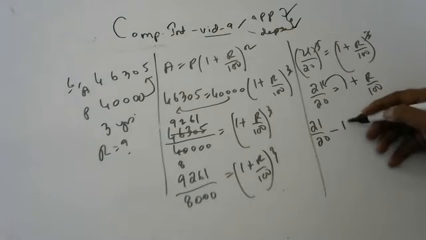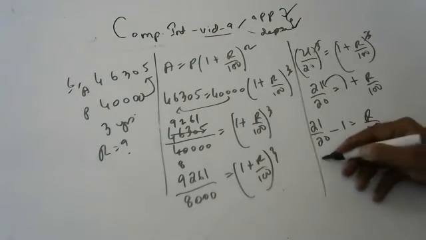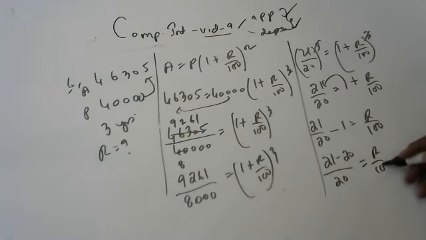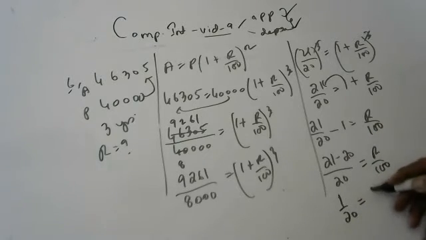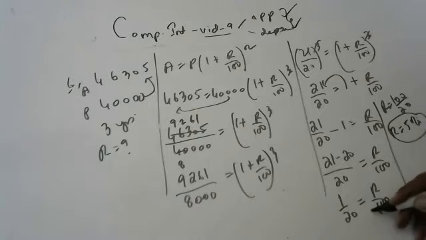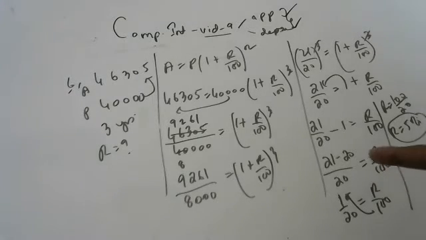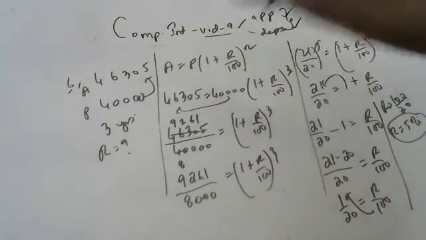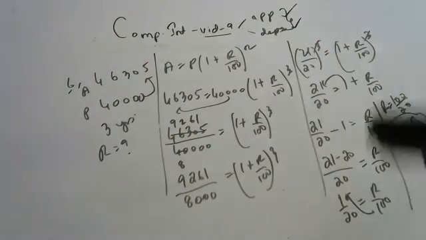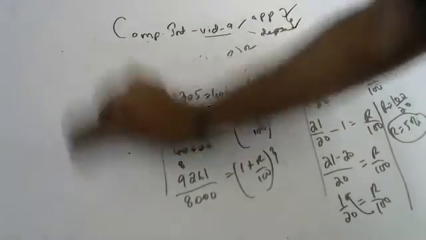21 by 20 minus 1 is equal to R by 100. 21 minus 20 by 20 is equal to R by 100. So 1 by 20 is equal to R by 100. 1 by 20 into 100 is equal to 5%. So 100 by 20 is 5%. At 5% rate of interest, 40,000 became 46,305 in 3 years. Next program.